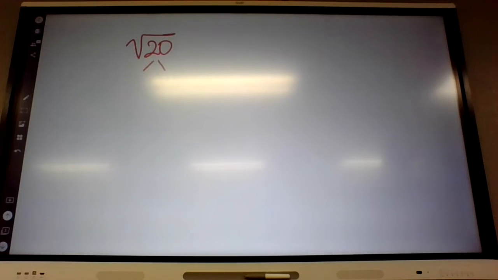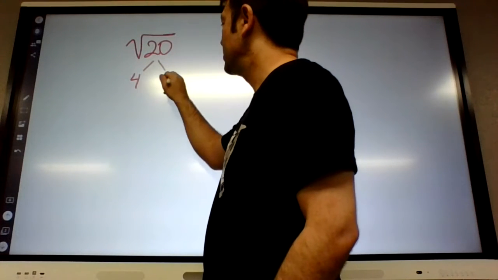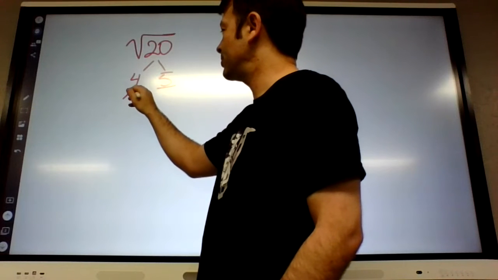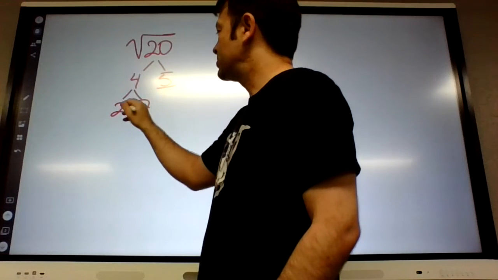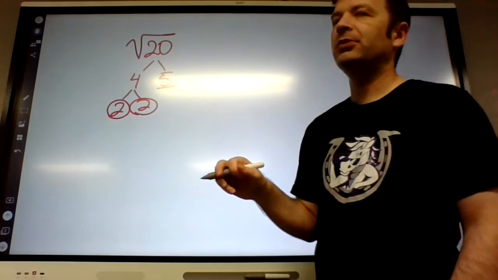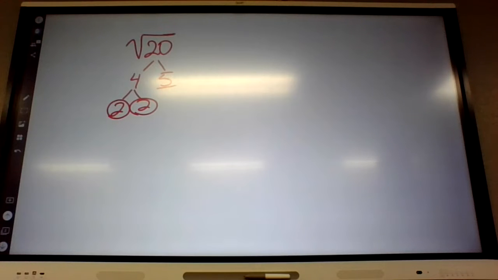What goes into 20? 4 and 5. 4 and 5, 10 and 2, it doesn't really matter what you use. And then 5 is a prime, so this branch stops. What goes into 4? 2 and 2. So what you do, I always like to circle the doubles, because 2 times 2 is 4.